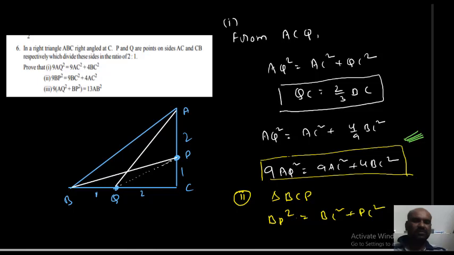Okay, students, to get the exact result I want to change the problem. Instead of AC, I will write CP. So what happened? This is two parts, this is one part. I am changing this to two parts and one part. This does not affect result number 1. Observe result number 1. It depends upon BC, AC and AQ. So that is not a big problem. Here, since PC equals 2 by 3 times AC, I will substitute 2 by 3 AC instead of PC.